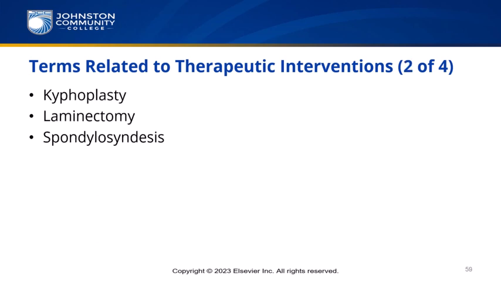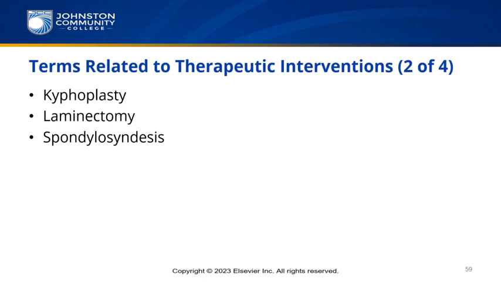Here we have kyphoplasty, and it is a minimally invasive procedure designed to address the pain of fractured vertebrae resulting from osteoporosis or cancer. Remember, kypho is our word part for round back, as in kyphosis. That may be caused by loss of bone mass. A balloon is used to inflate the area of the fracture, and a cement-like substance is injected. Next we have laminectomy, which is used to remove part of the bony arches of one or more vertebrae to relieve compression of the spinal cord.